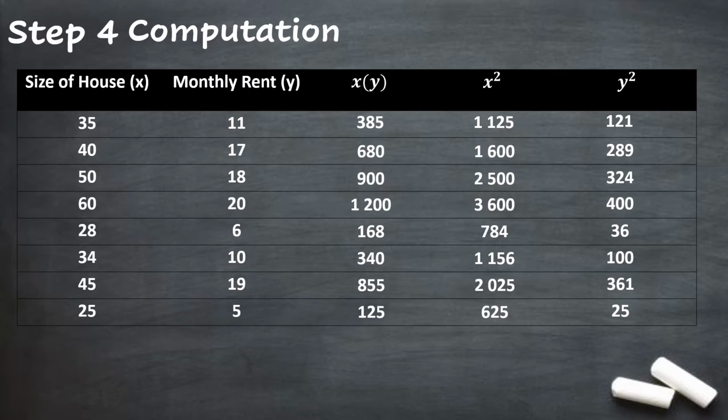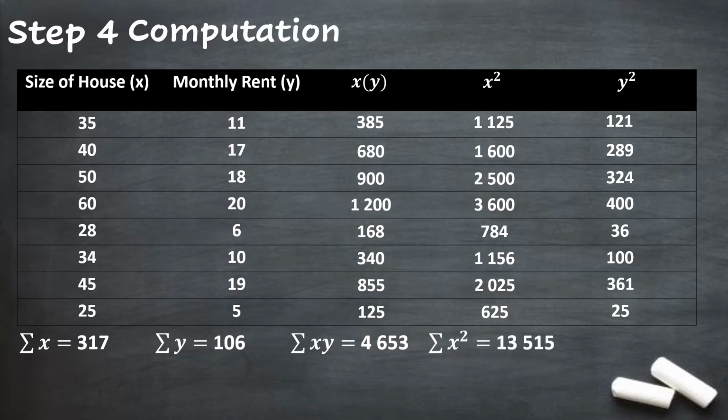Next is to get the summation for all the columns that we have. The summation for x is 317. Next, the summation of y is 106. Next is the summation of x times y, and the answer is 4,653. Next is the summation of x squared, and the answer is 13,515. Lastly, the summation of y squared, and the answer is 1,656.